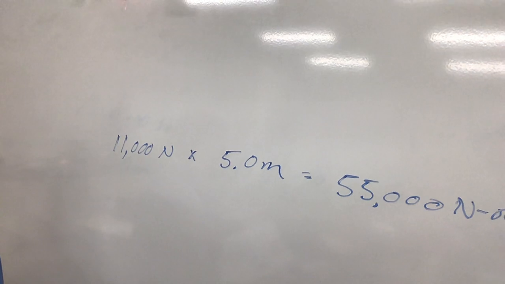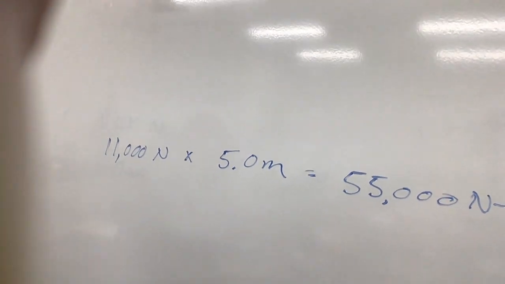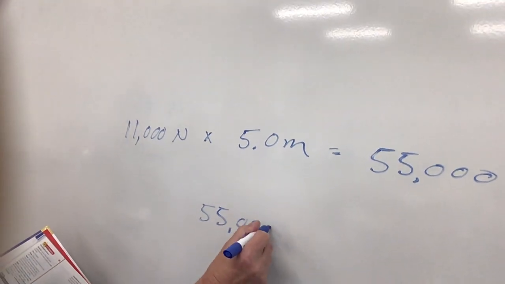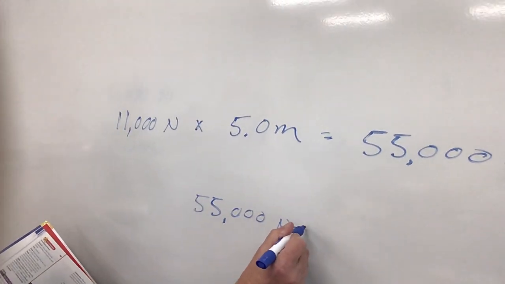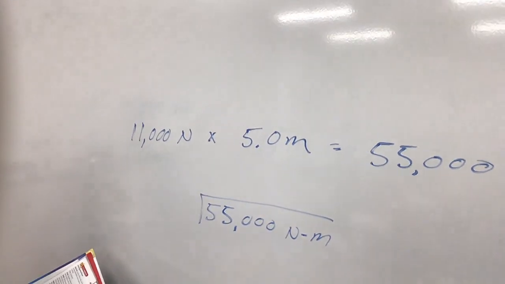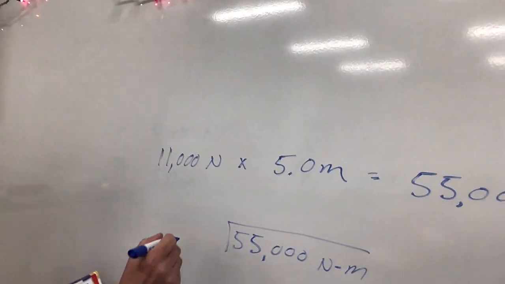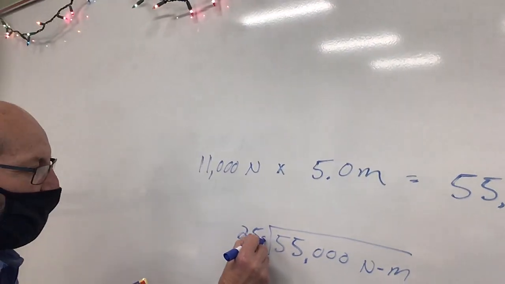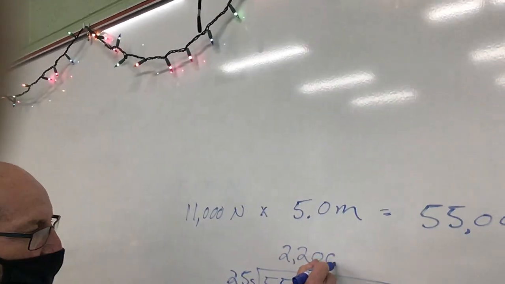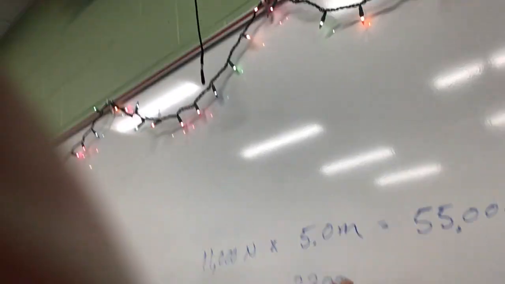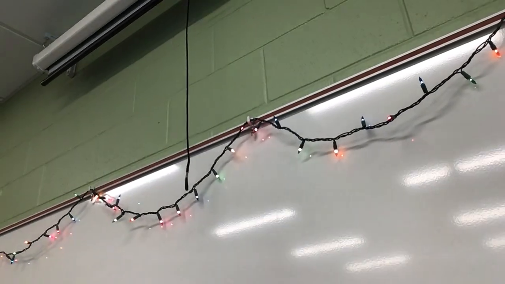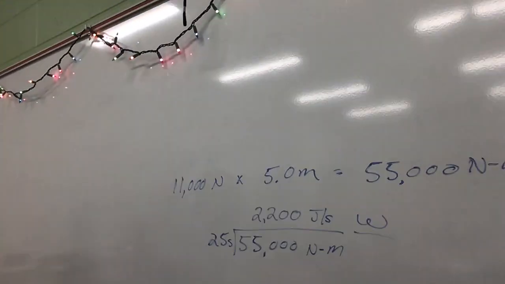So now you're trying to figure out the power. To figure out the power, you take the amount of work that was done, which we know was 55,000 newton meters, and you divide it by the time. The time was 25 seconds. So 25 will go into that 2,200 times. And of course you measure it in joules per second or watts, which we'll talk about in a second. So it's really very simple.